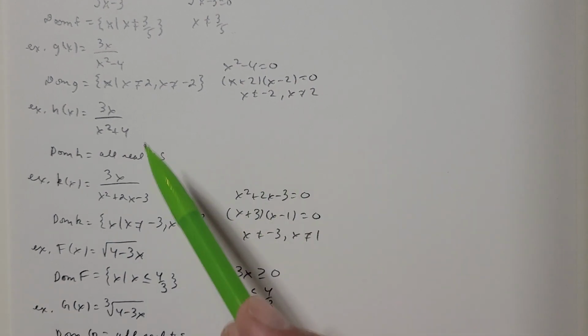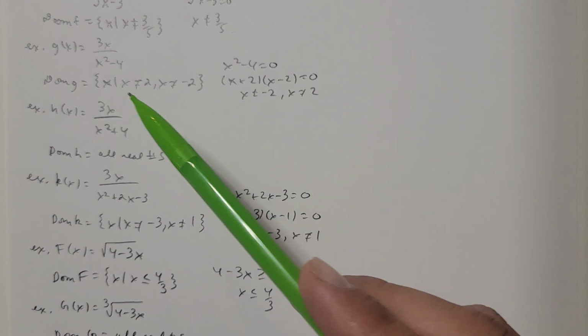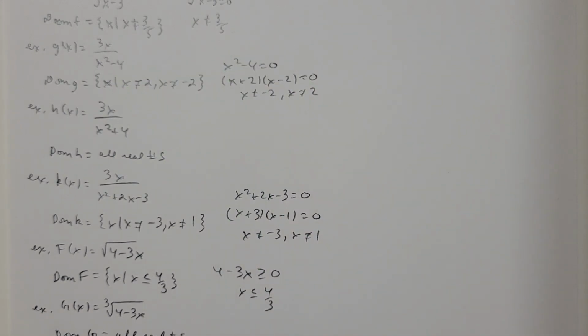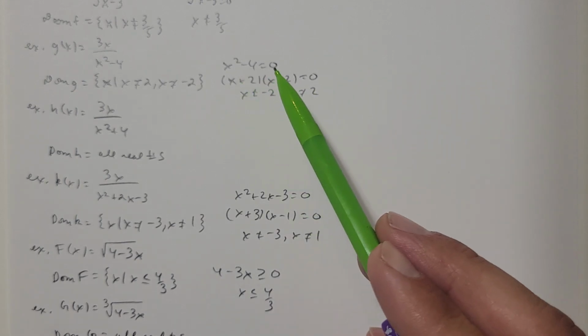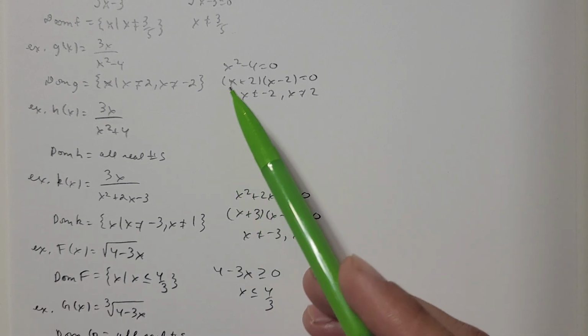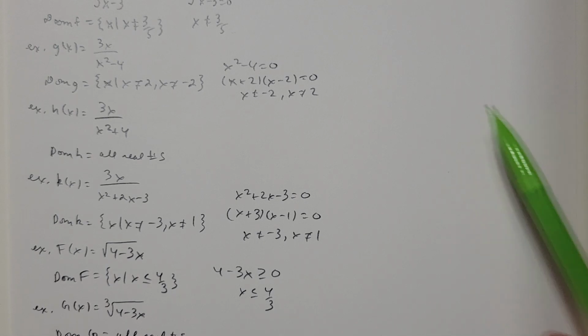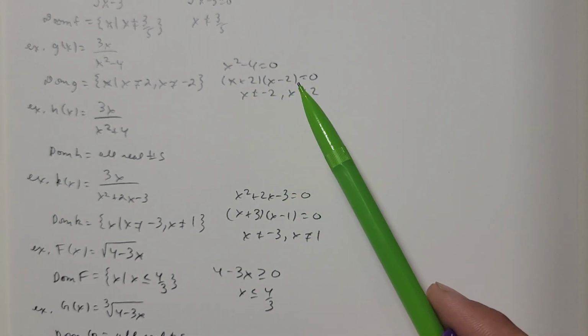Here's another problem. What if we have g of x equals 3x divided by x squared minus 4? What is the domain of g? So I've got another fraction going on, right? I need to be looking at the denominator, and I know I can't divide by 0. So I set the denominator equal to 0 somewhere on the side, and I solve the equation. I get x squared minus 4 equals 0. That's going to factor nicely as x plus 2 times x minus 2.